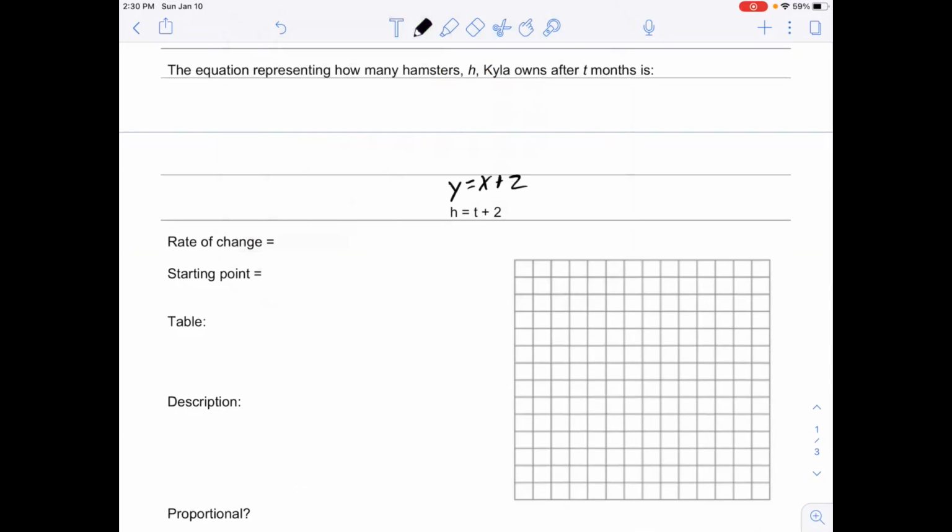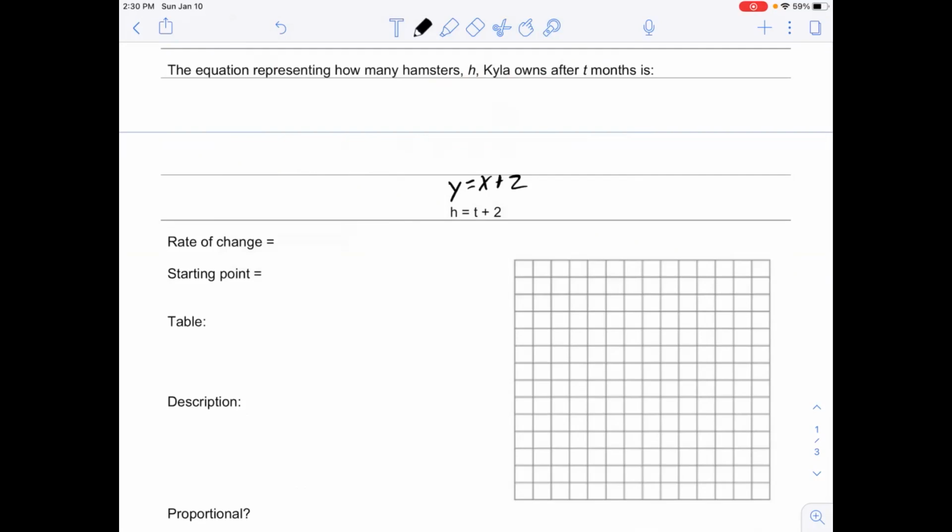So I want you to start on your own. See if you can fill this out for the rate of change, starting point, the table, description, all of that. See if you can do all of that on your own, pausing the video here, and then restart when you're ready. Hopefully you have attempted at least the parts of this problem that you can. So now we're going to do it together.